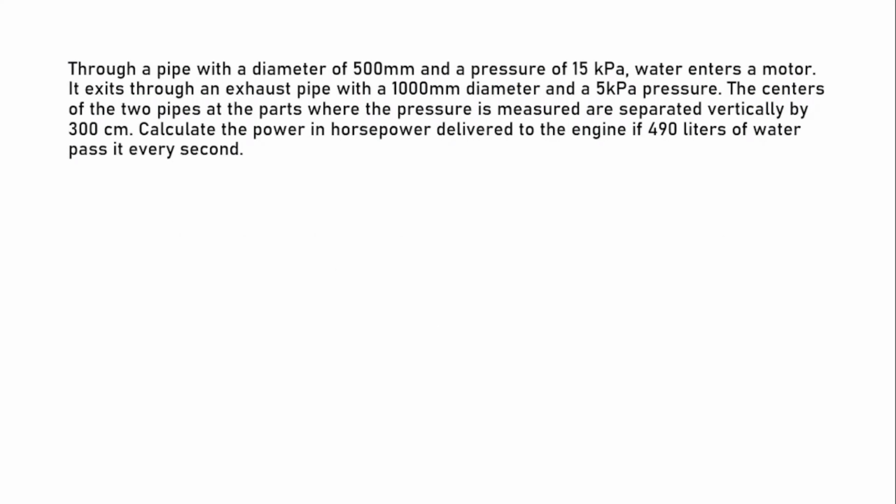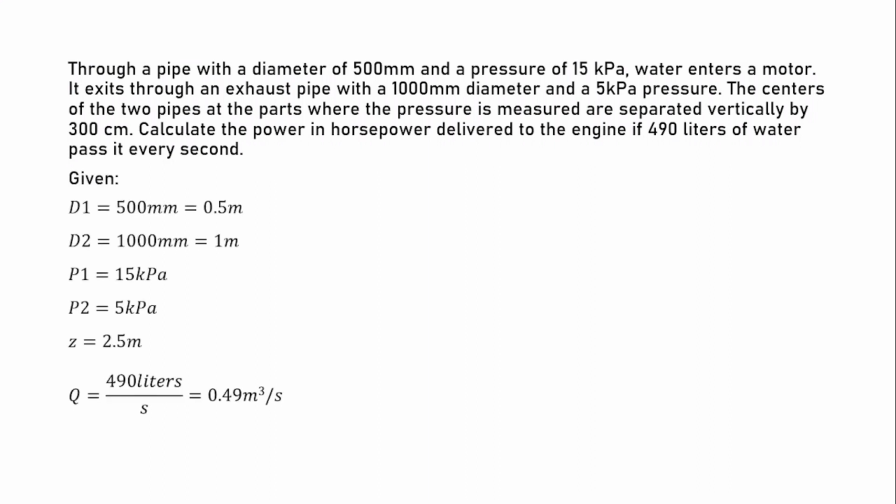Through a pipe with a diameter of 500 millimeters and a pressure of 15 kilopascals, water enters a motor. It exits through an exhaust pipe with a 1000 millimeter diameter and a 5 kilopascal pressure. The centers of the two pipes at the parts where the pressure is measured are separated vertically by 300 centimeters. Calculate the power in horsepower delivered to the engine if 490 liters of water pass it every second.